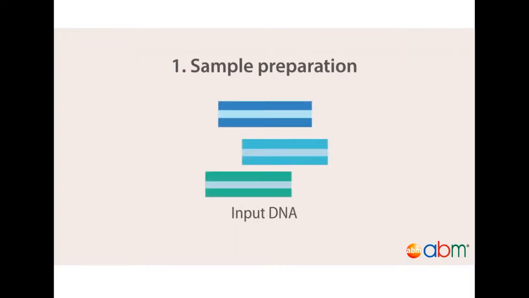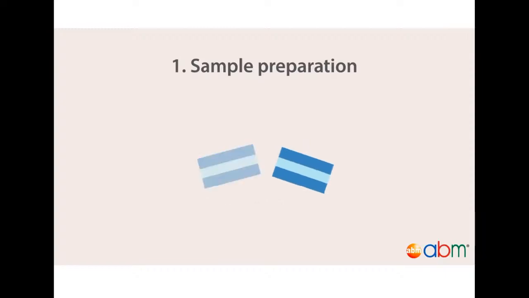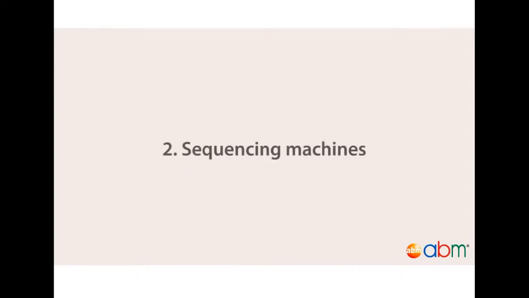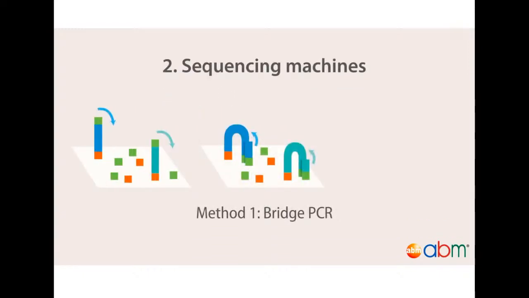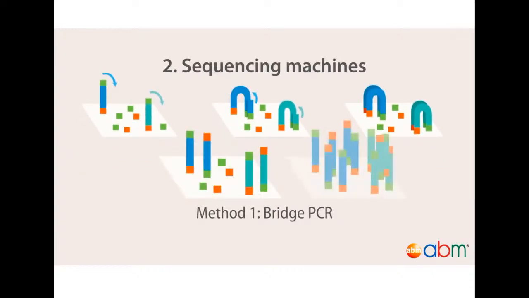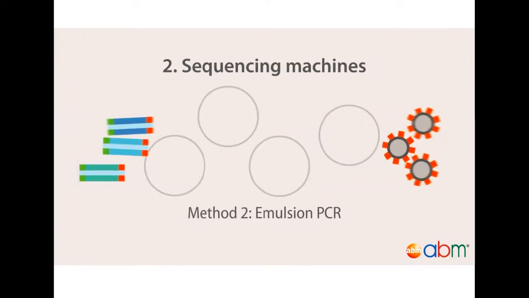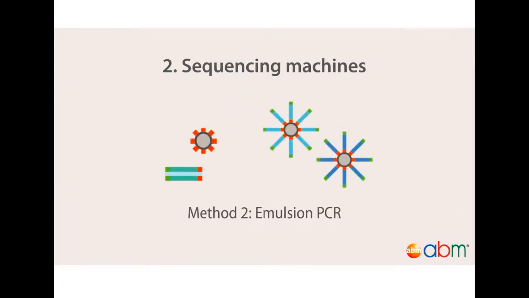1. Sample preparation. All next-generation sequencing platforms require a library obtained either by amplification or ligation with custom adapter sequences. 2. Sequencing machines. Each library fragment is amplified on a solid surface with covalently attached DNA linkers that hybridize the library adapters. This amplification creates clusters of DNA, each originating from a single library fragment. Each cluster will act as an individual sequencing reaction.